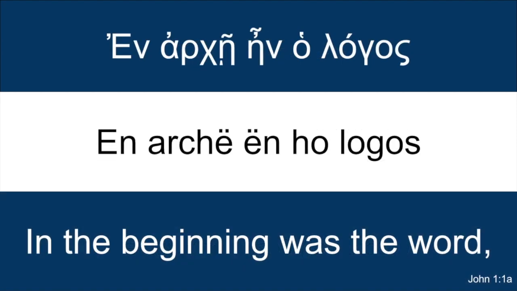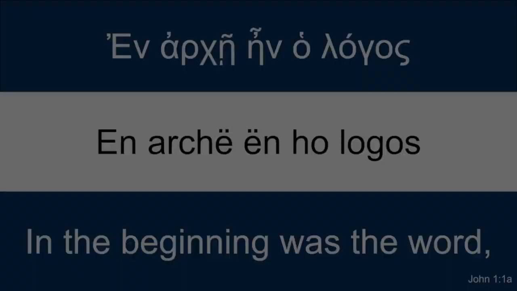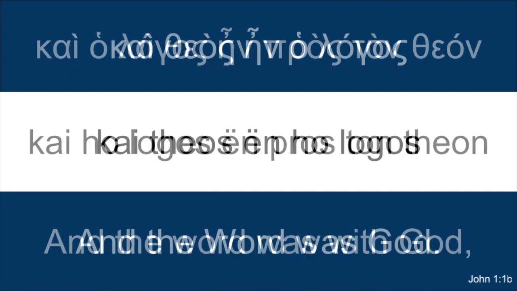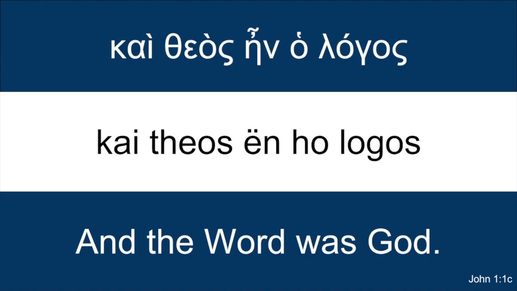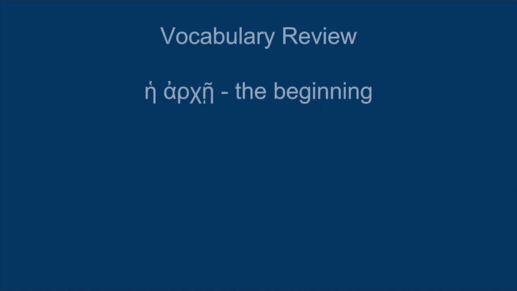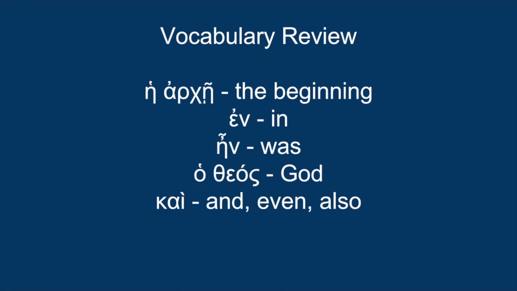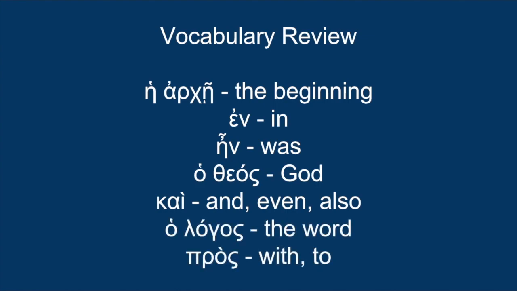Putting it all together, the first clause, en arche ein ho logos, in the beginning was the word. Kai ho logos ein pros ton theon, and the Word was with God. Kai theos ein ho logos, and the Word was God. To recap, he arche, the beginning. En, in. Ein, was. Ho theos, God. Kai, and, even or also. Ho logos, the Word. And pros, with or to.